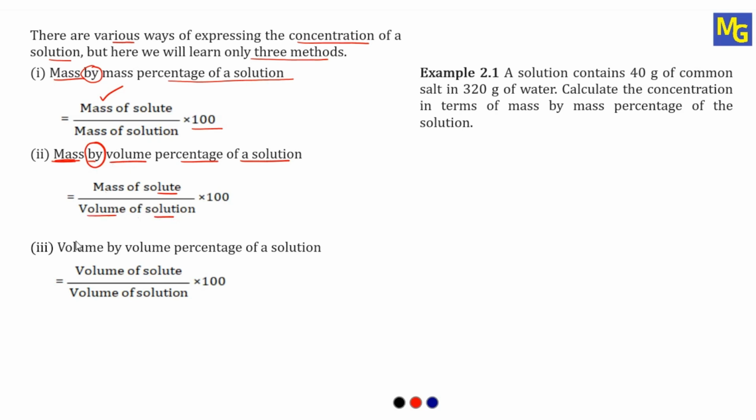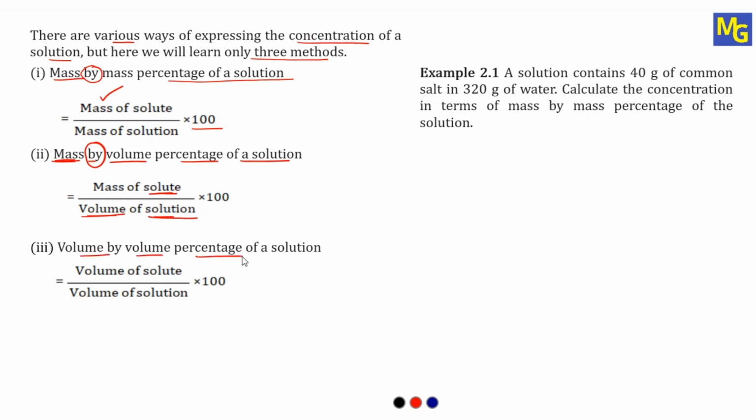So see here, always at the denominator it should be solution, and at the numerator it should be solute. For solute we are using mass, and for solution we are using volume, that should be in liter, into 100 because it is a percentage. And the last one is volume by volume percentage.